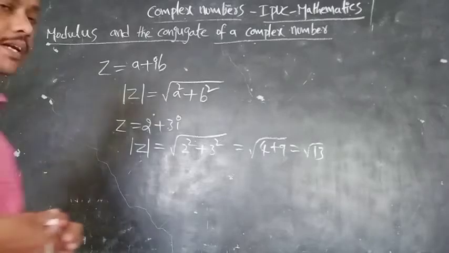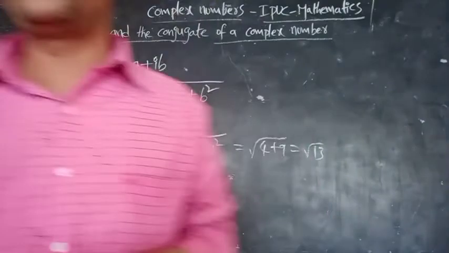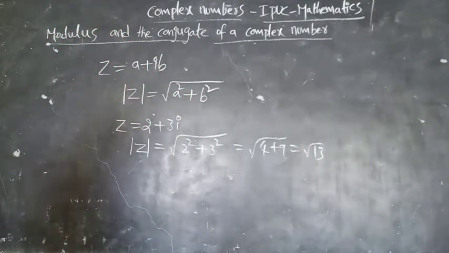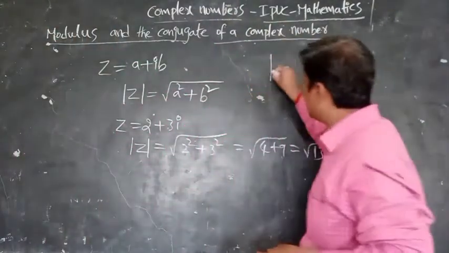Modulus also has some properties. What is that property? See, the first property is what? Z1 into Z2, the product of the two.